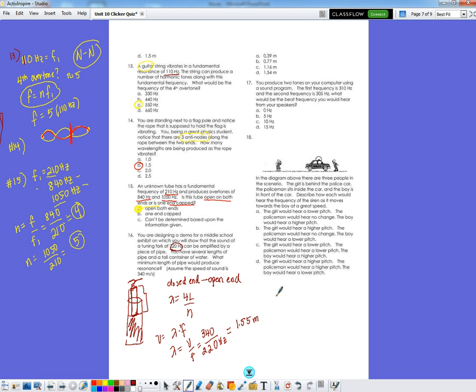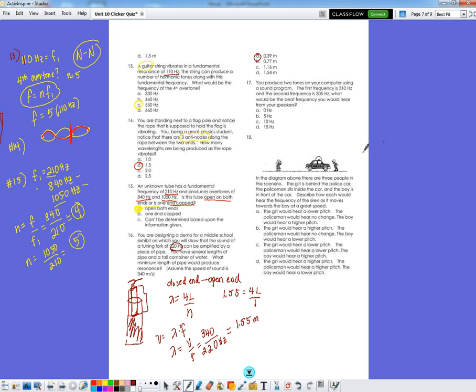Okay, and then you plug that in here, 1.55 for lambda, and the N is 1 since it's the fundamental. If you solve for L, the answer would be 0.39.